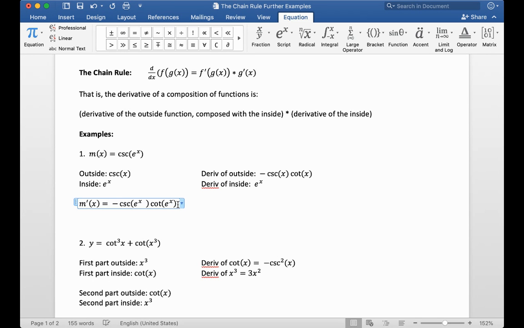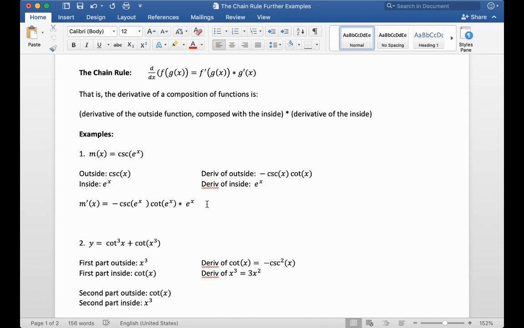So that's the derivative of the outside function evaluated at the inside function, and then we multiply that by the derivative of the inside function. And so we can just type in e to the x as the derivative of the inside function here. And so the answer in this case is going to be m prime of x is minus cosecant of e to the x times cotangent of e to the x times e to the x.